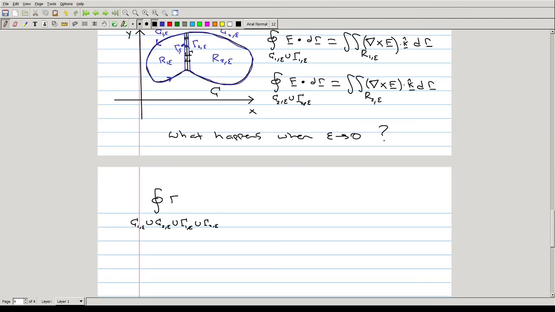Of f dot dr, and this is equal to the double integral over the union of the domains R1 and R2.